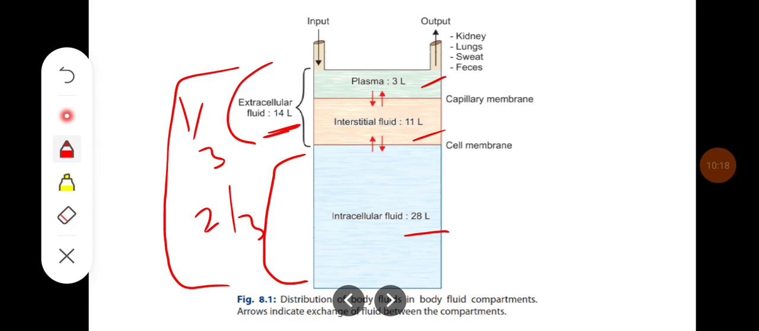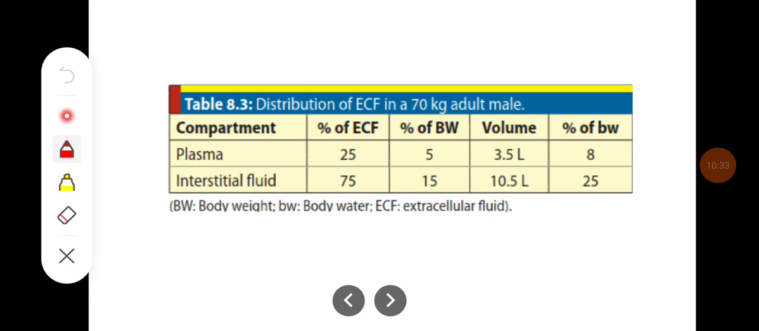The exchange of fluid from the environment mainly occurs through the plasma, and then plasma fluid is exchanged with the interstitial fluid, and then interstitial fluid is exchanged with intracellular fluid. Regarding the distribution of ECF, 25% is the plasma and 75% is the interstitial fluid, which is around 3.5 liters and 10.5 liters respectively.